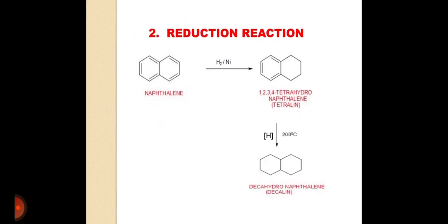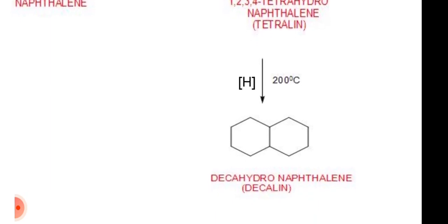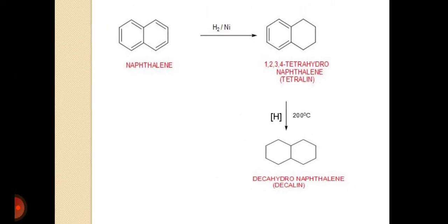The tetralene so obtained can further undergo reduction in presence of hydrogen at some elevated temperature like 200 degrees centigrade, and thus it is converted to decahydronaphthalene, which is called as decalene.